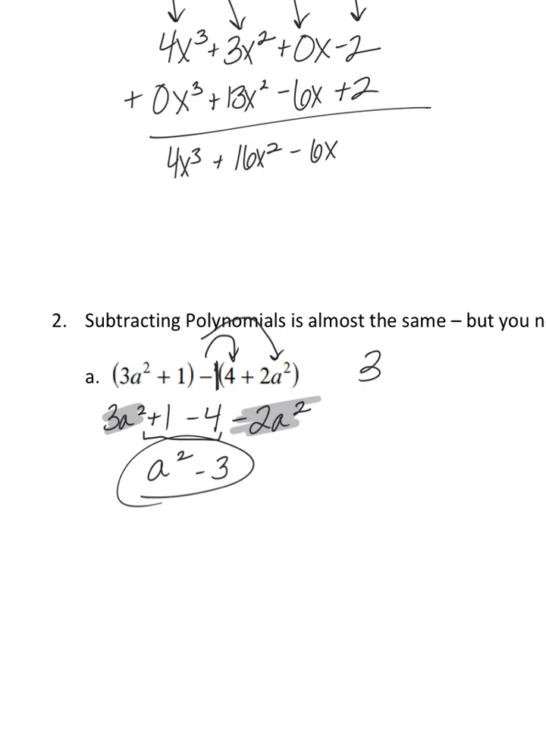So you could have 3a squared plus 1 minus 4. Whoops, I've got to stack up my like terms. Minus 2a squared and then minus the 4. And then you can just subtract that way. So you would have a squared minus 3. So either way, totally works.